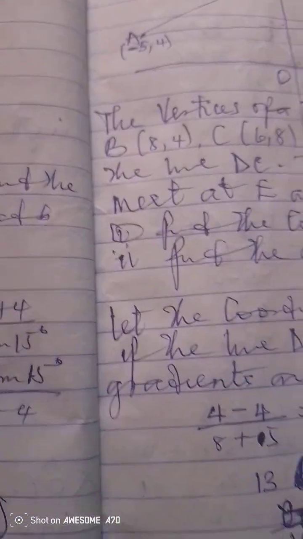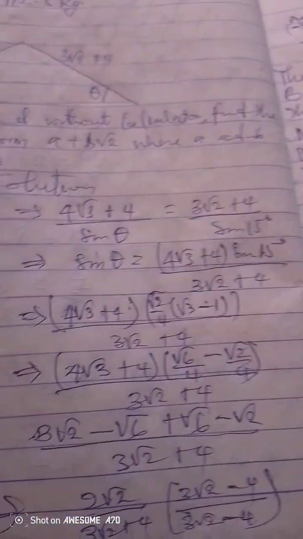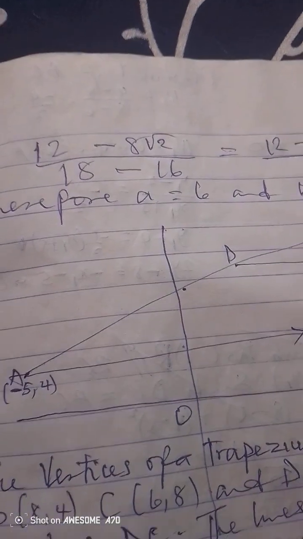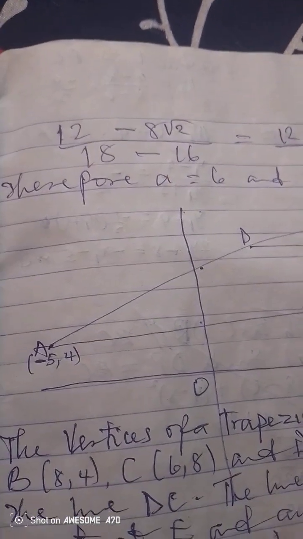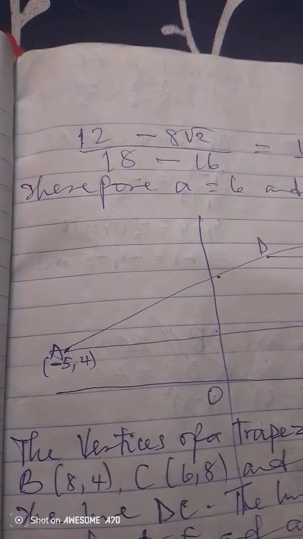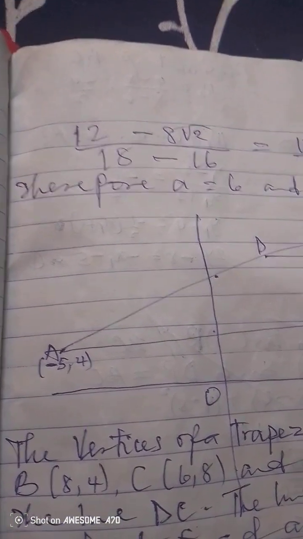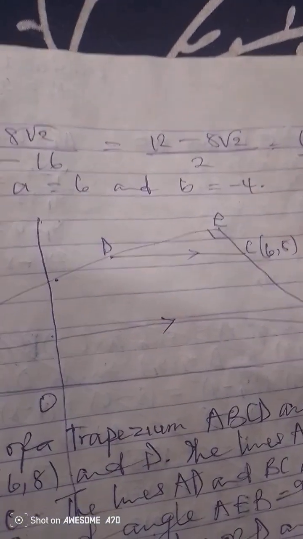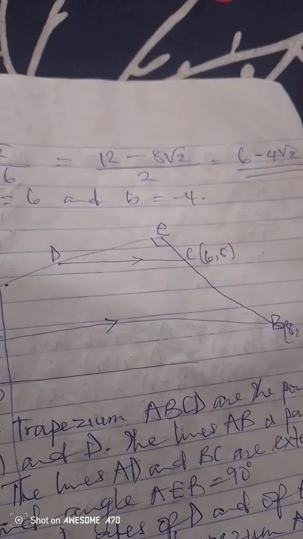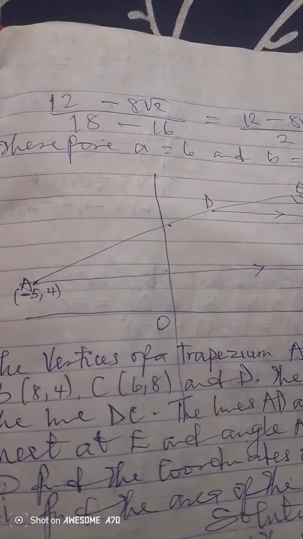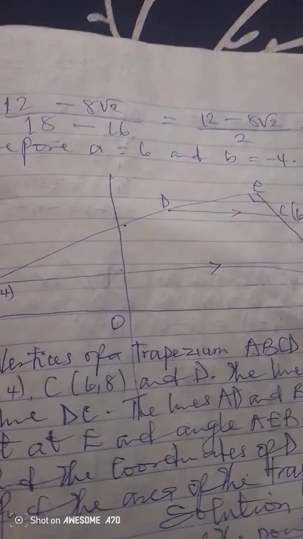So in that case, if we open the bracket, we will have 12 minus 8 root 2 all over 18 minus 16. When you multiply two conjugate surds, it ceases to be a surd; rather, it becomes a constant. So we have 12 minus 8 root 2 all over 2, which gives us 6 minus 4 root 2. So the integers are a equals 6 and b equals minus 4.